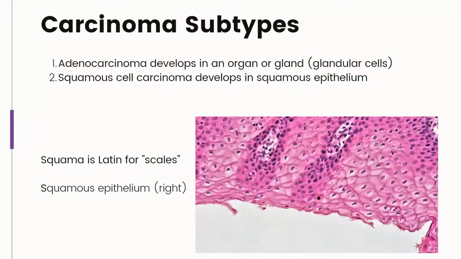Now, there's two main types of carcinoma. One is adenocarcinoma. Adeno means gland, so adenocarcinomas develop in glandular cells within organs or glands. These are cells that secrete fluid like mucus or milk, for example. Squamous cell carcinoma is the other type, meaning that it originates from squamous epithelium. Squama means scales, and you can see in this image that stratified squamous epithelium takes the shape of something like fish scales under a microscope.